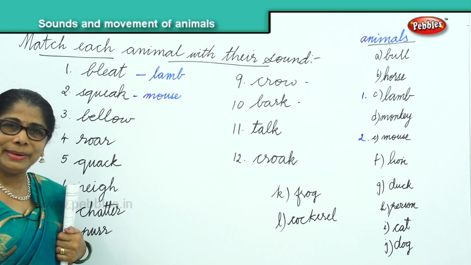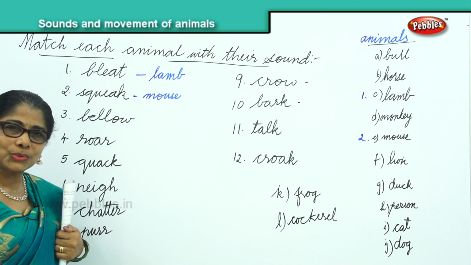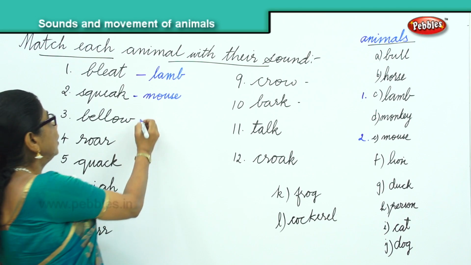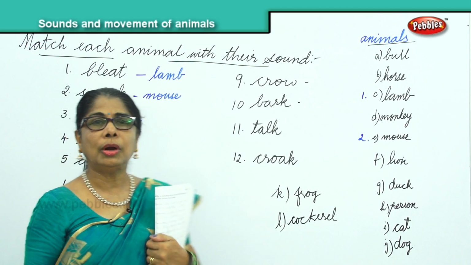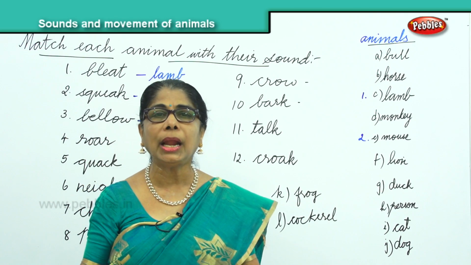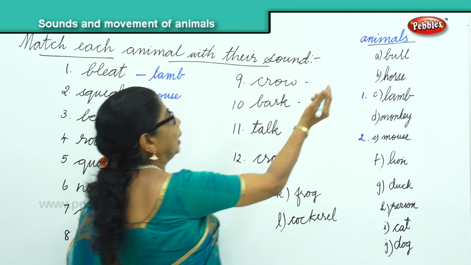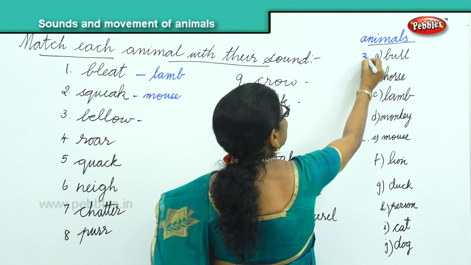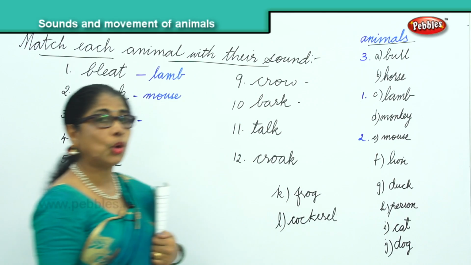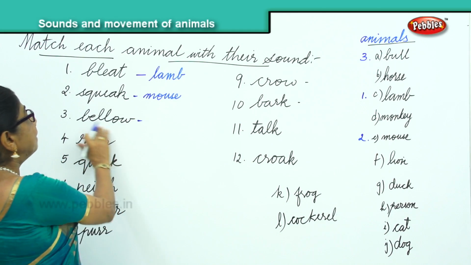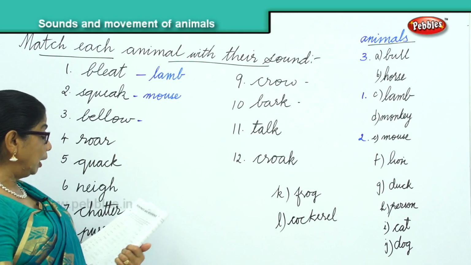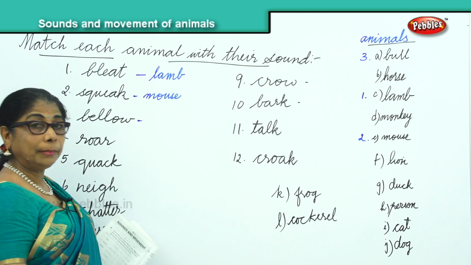Lamb bleats. Mouse squeaks. Then we have bellows. A big mouth, a big loud sound. Who makes that? A bull. A bull makes a sound and we call that sound bellow. He bellows. Sometimes he makes a big noise.